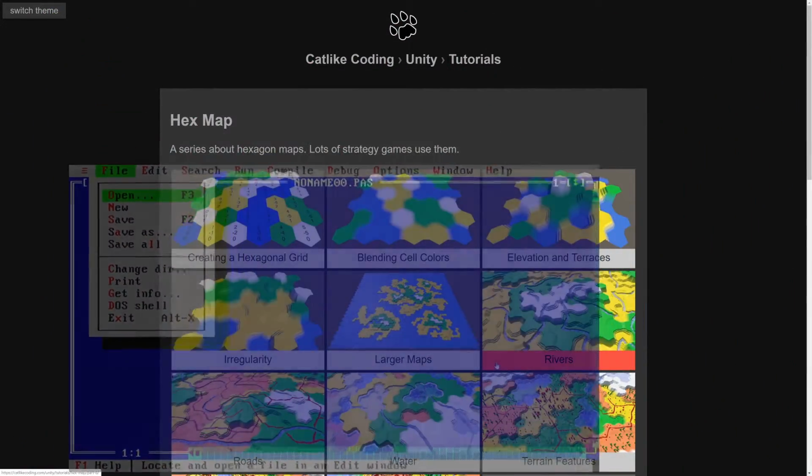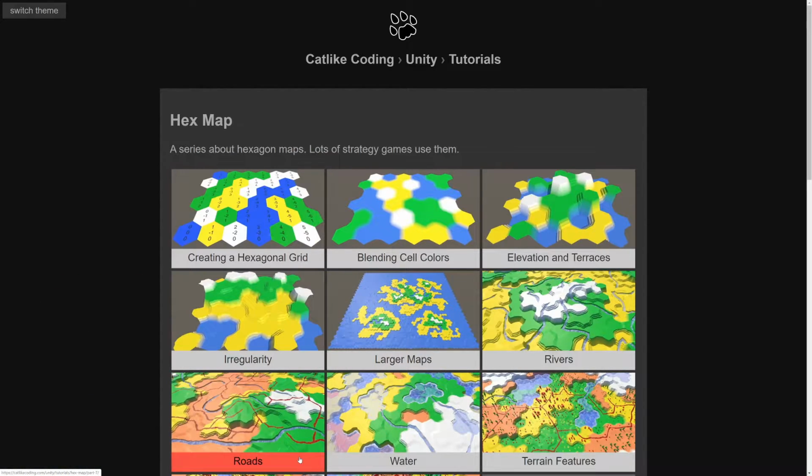Not anymore! Next, we'll add properly behaving rivers and roads, and finally, a water level. Let's get going.